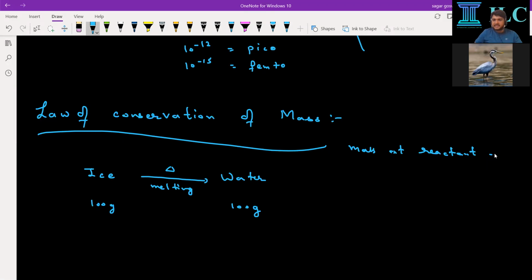Mass at the reactant side should be equal to the product side.